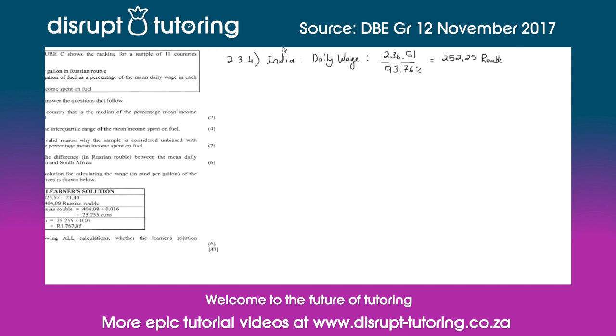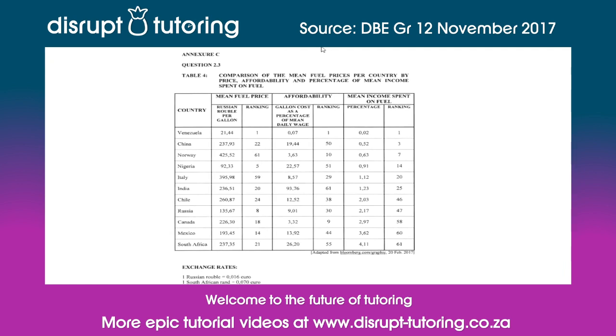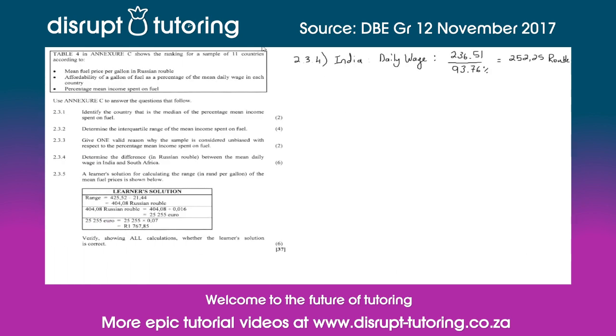So let me go back. Where I got those numbers again is that the price per gallon is 236, and this percentage is 93.7. So the 236 is your total, and divided by that percentage will give us the total that they earn as an average daily wage.